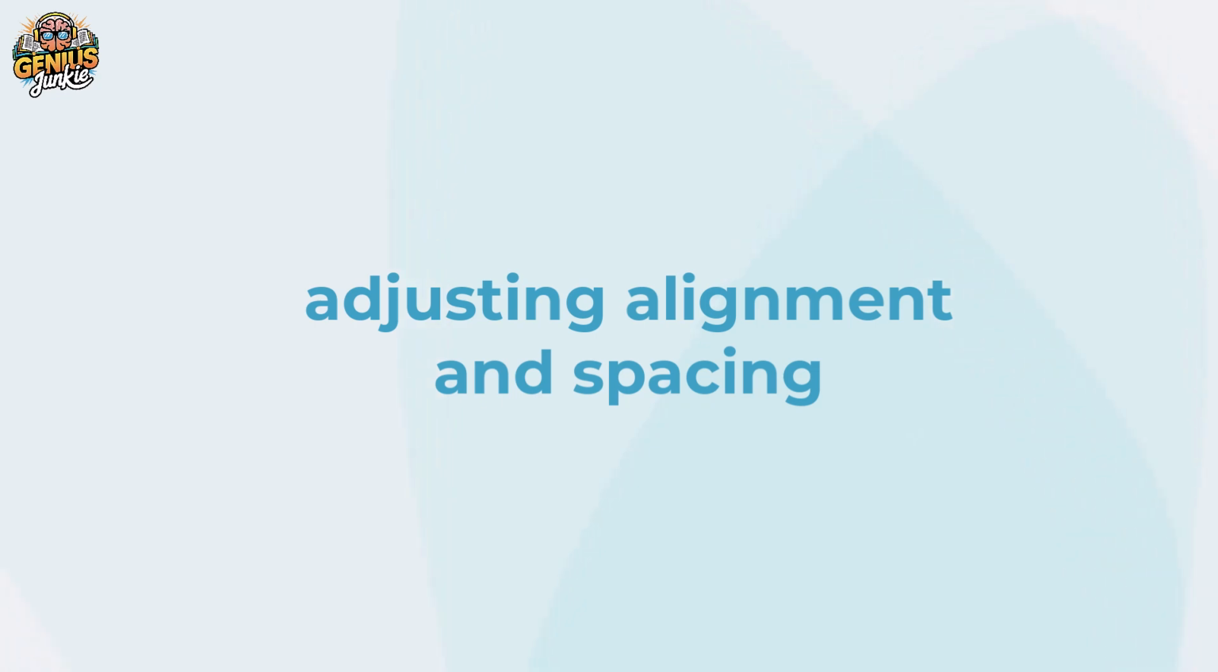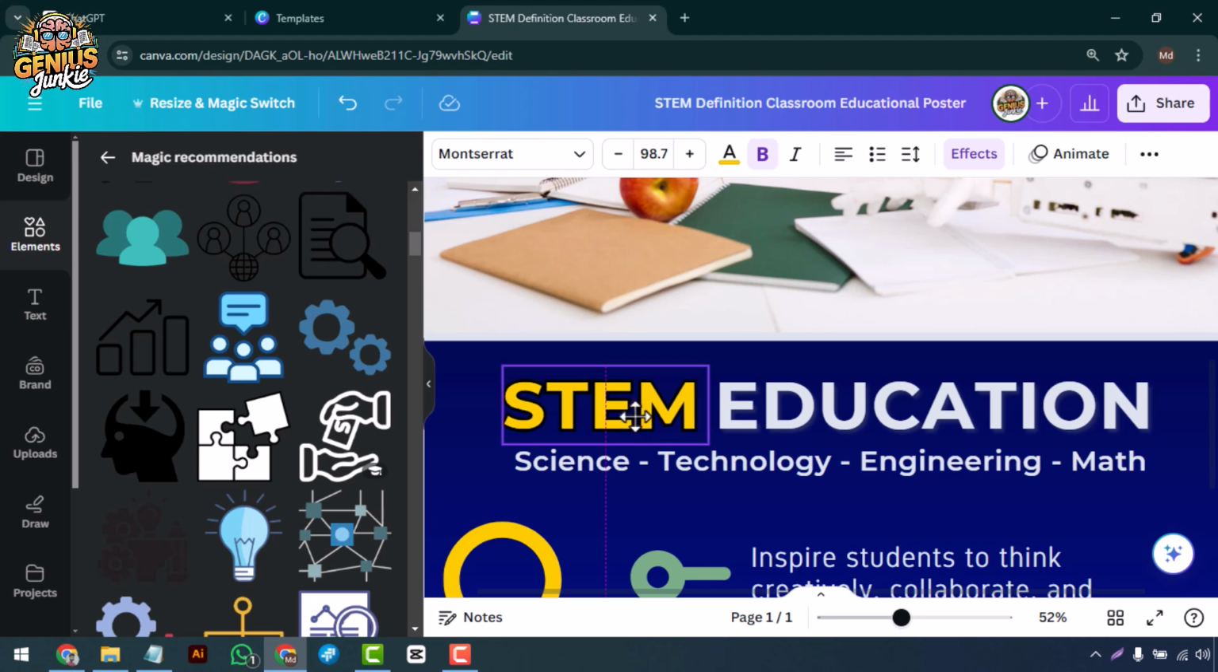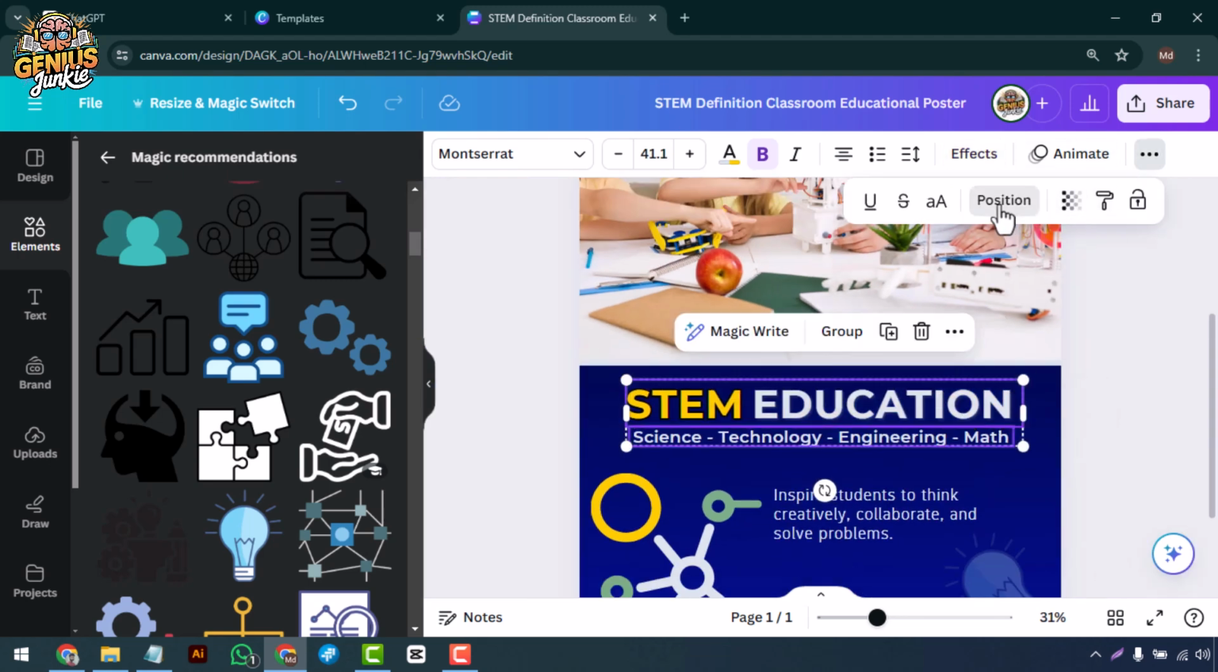Adjusting alignment and spacing. Finally, let's make sure everything is aligned and spaced properly. A well-organized poster is key to effective communication.